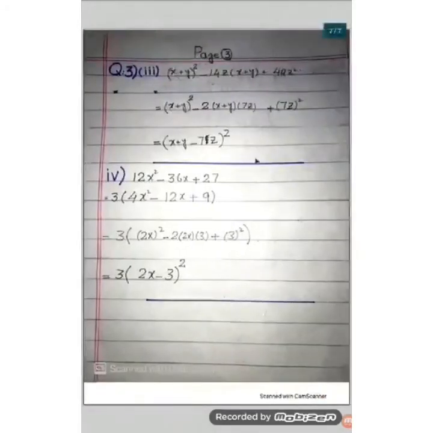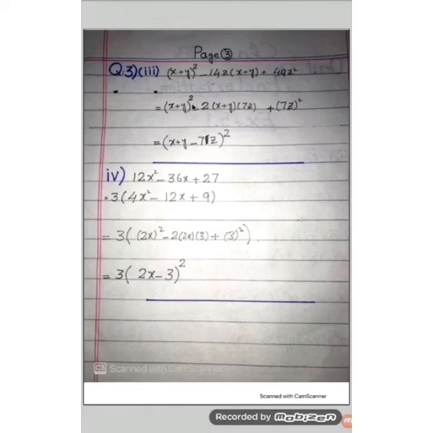In the third part, given that x plus y whole square minus 14z x plus y plus 49z square, this is in the form of a complete square, so we write it as it is, x plus y whole square minus 2, before writing this we find what b is. You can see b: 49 is the square of 7 and z square is the square of z. So we write 49z square in square form as 7z whole square.